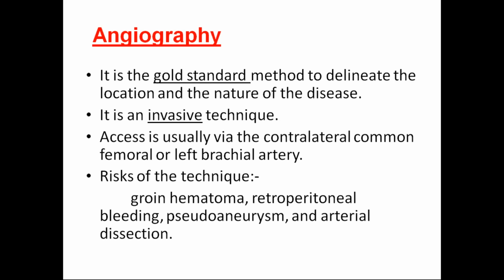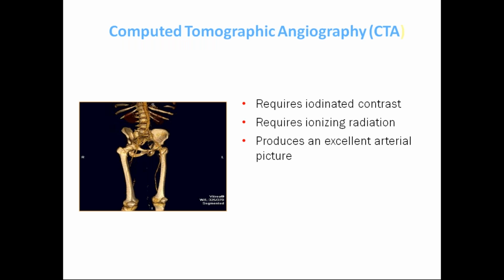Access is usually via the contralateral common femoral or left brachial artery, and the risks of the technique are groin hematoma formation, retroperitoneal bleeding or back bleed, formation of pseudoaneurysms, and arterial dissection, that is, within the artery, the wall of the artery is dissected.